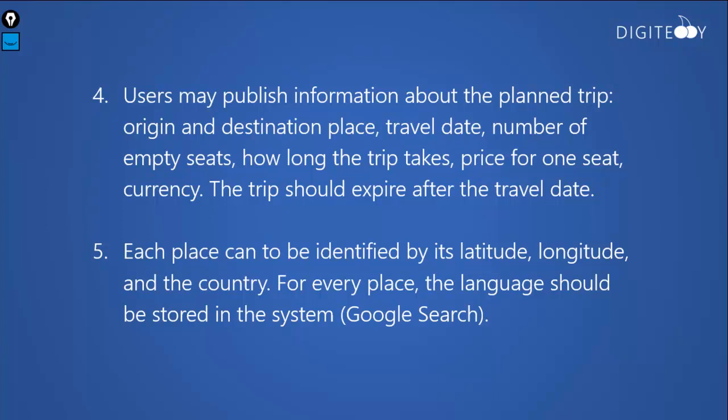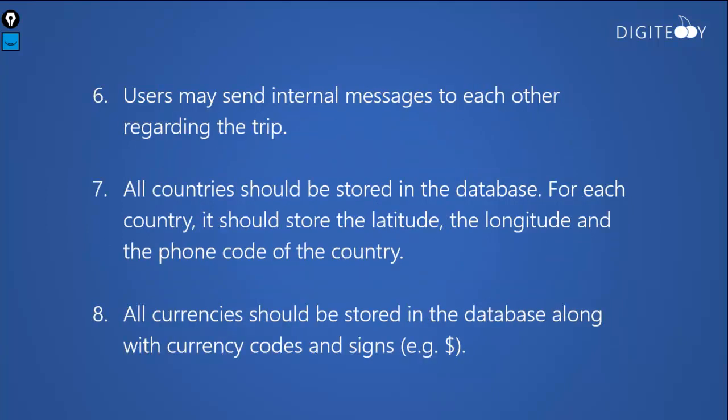Each place can be identified by its latitude, longitude, and the country. For every place, the language should be stored in the system. That will be used in Google search. Users may send internal messages to each other regarding the trip.